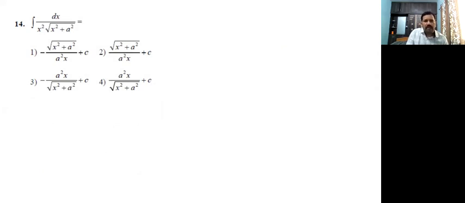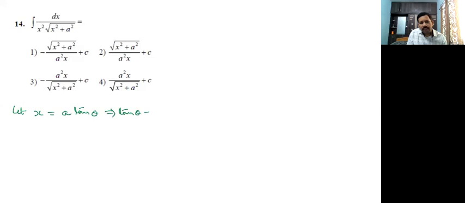So I have decided that in place of x, we can take a tan theta. a tan theta. Why have I taken a? Because the term a is already there inside the root. Now here, what is tan theta here?